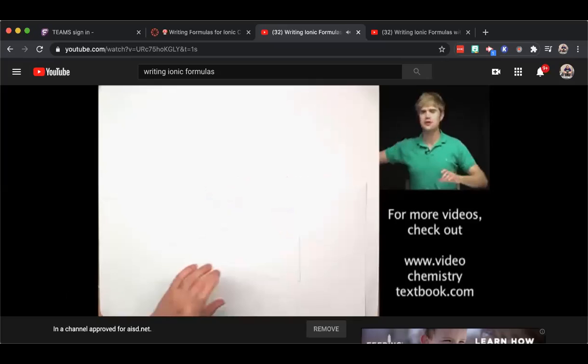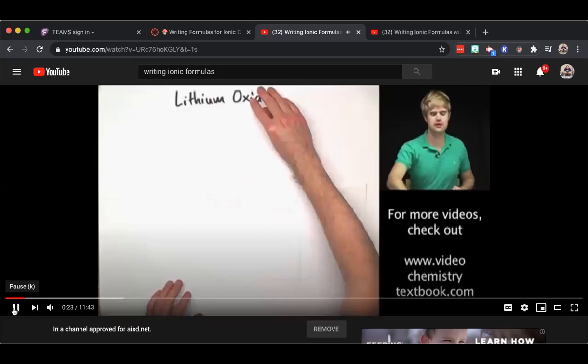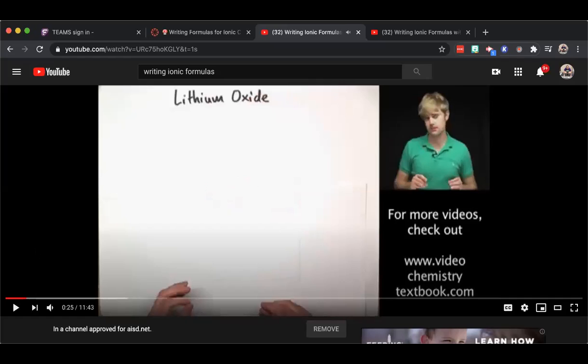Let's start with our first example, lithium oxide. Okay, before we even get anywhere, what elements are in this compound? What symbols, I mean?